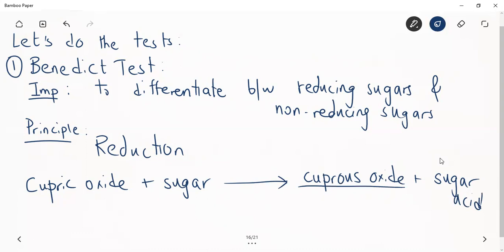This cuprous oxide is red in color, so we will see red in the observation, and it is an insoluble salt, so it will precipitate. So now what will be the observation? You can tell me easily. If we see a red precipitate, it means this sugar is reducing. If we do not see this red precipitate, this sugar is not reducing.